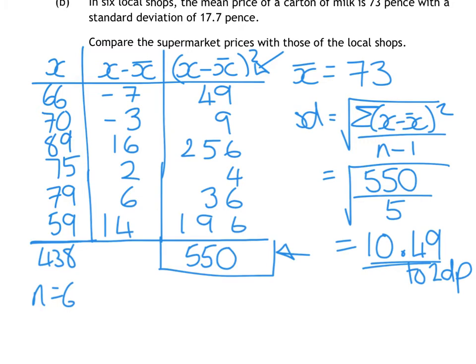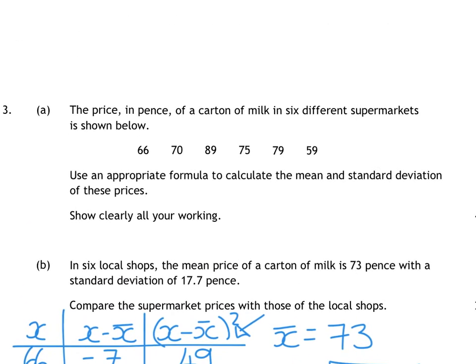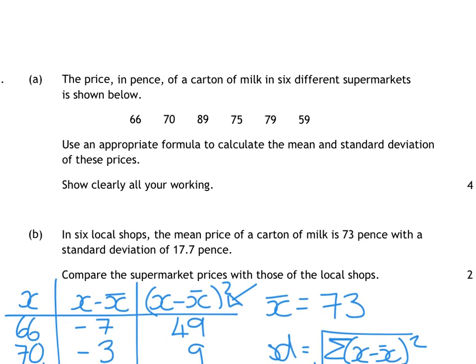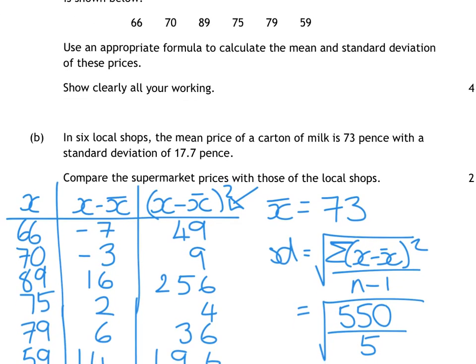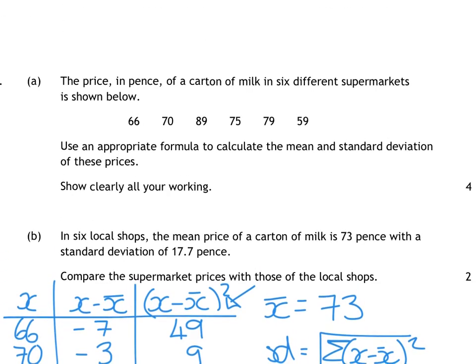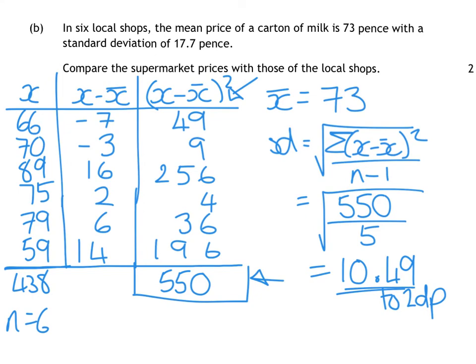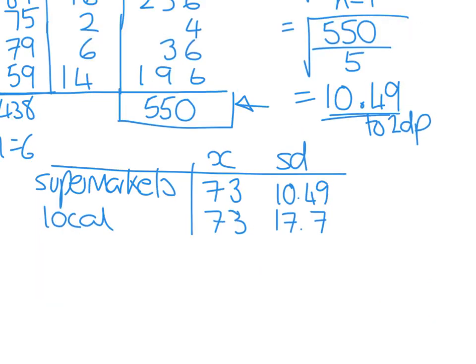Now, I'm just going to remind myself what the question was about. The question was telling us the price of milk in 6 different supermarkets. So this was the mean and standard deviation for milk in supermarkets. We're then going to look at local shops. So I'm just going to write these numbers out again a bit below so it's a bit clearer. So this is what we have to compare. I'm going to take the stance of local because it gave us that second.